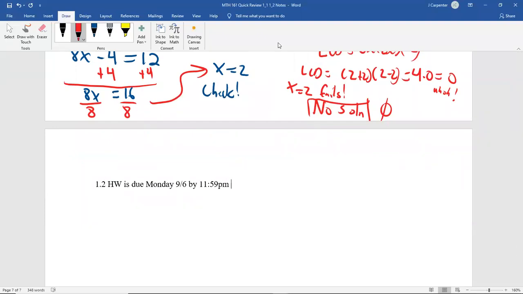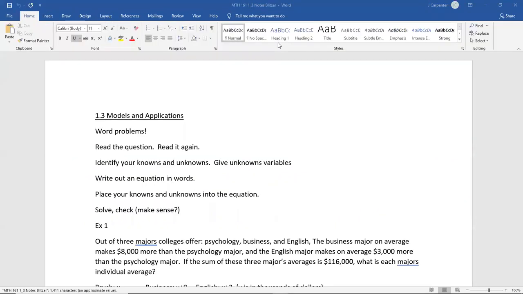Now I'm going to pause my screen for just a second because I want to find a file. Where's my 1.3? Here we go. All right.